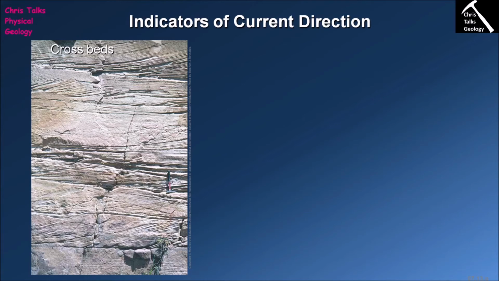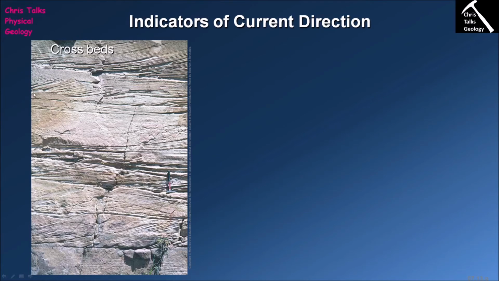So the next thing we're going to think about is we also need to analyse indications of current direction. So we're going to work out which direction the flow of water or ice or wind was going. We've already discussed crossbeds. Here you can see we have a sequence of sandstones, and the crossbeds are quite clear. If we look at this bed right here, you can see we have this approximately triangular shape.